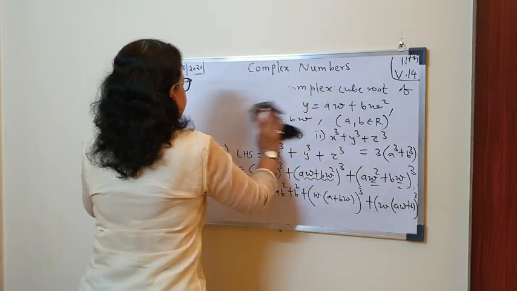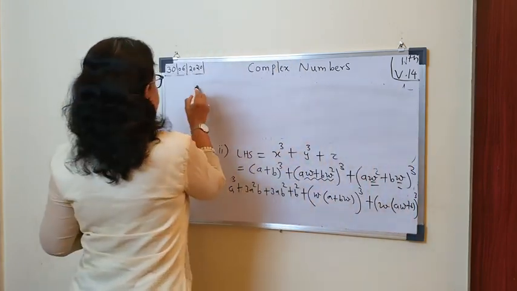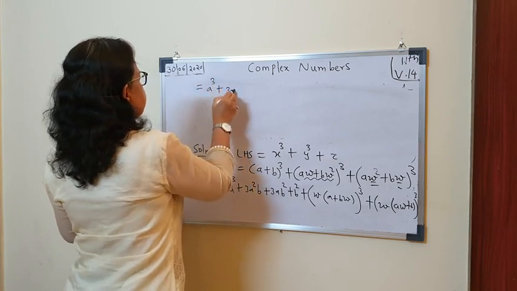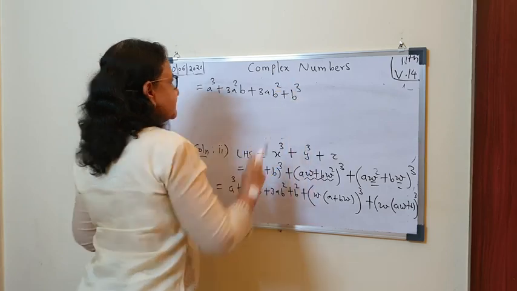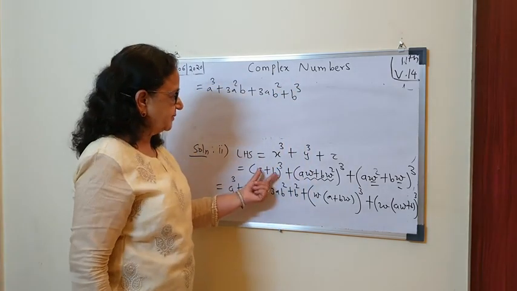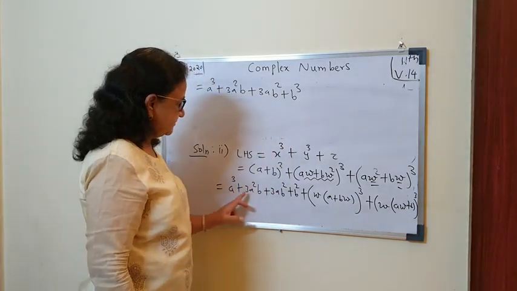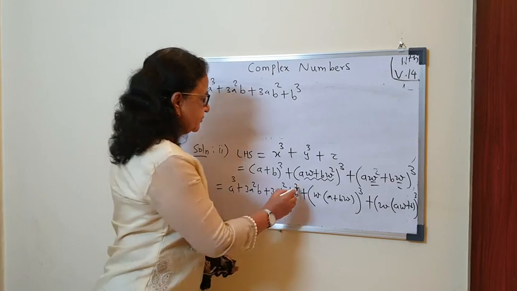I'll erase this because the problem is written with you. So what does that give us? Can you see? So all these terms I will copy down. a cube plus 3a square b plus 3ab square plus b cube. This is a very standard formula of opening (a plus b) bracket cube. In school algebra you have done it. a cube plus 3a square b plus 3ab square plus b cube.